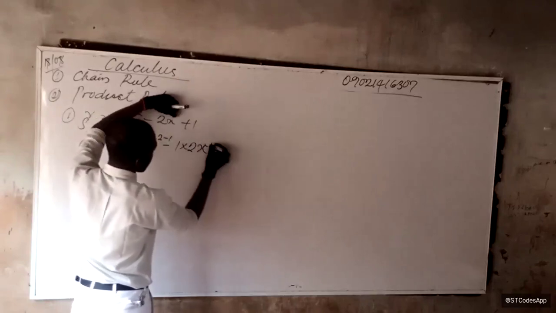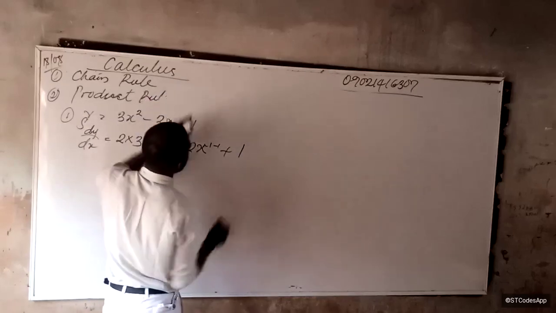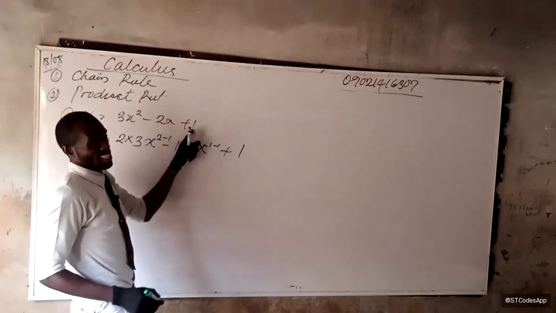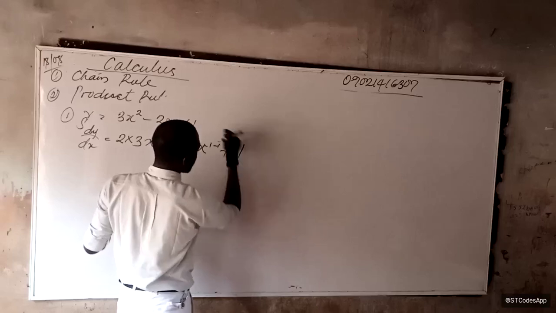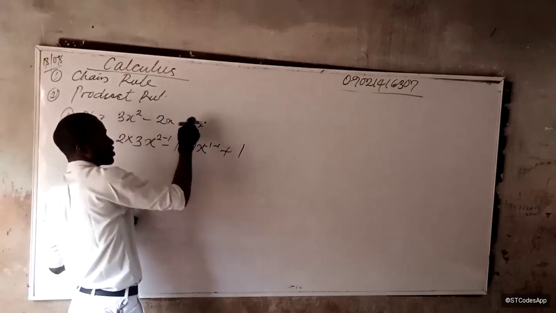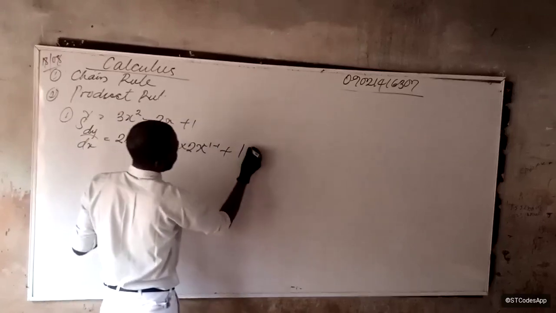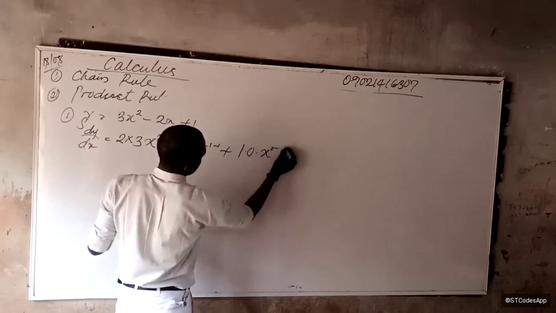x is now raised to power 1, but we'll subtract 1 again. Then plus x plus 1. Actually, 1 has x raised to power 0 here. So either way you do it, that 0 will come down. So x raised to power 0 is 1, 1 times 1 is 1. Is that okay? Nothing has changed.